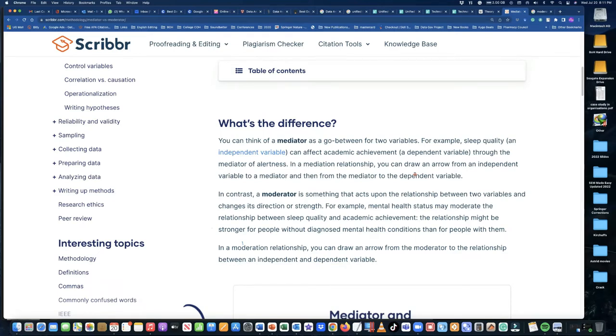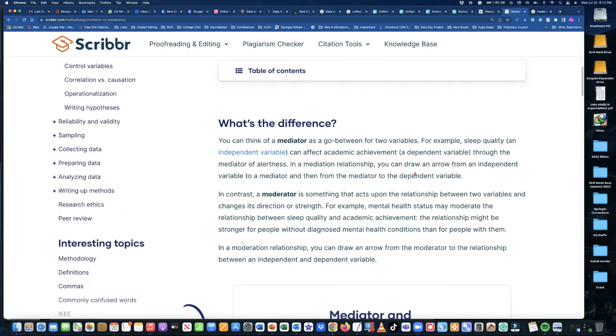In contrast, a moderator is something that acts upon the relationship between the two variables. It gives the direction or strength. For example, mental health status may moderate the relationship between sleep quality and academic achievement. The relationship might be stronger for people with a diagnosed mental health condition than for people without one. Now, between you and your academic performance, the moderator is your previous degree.